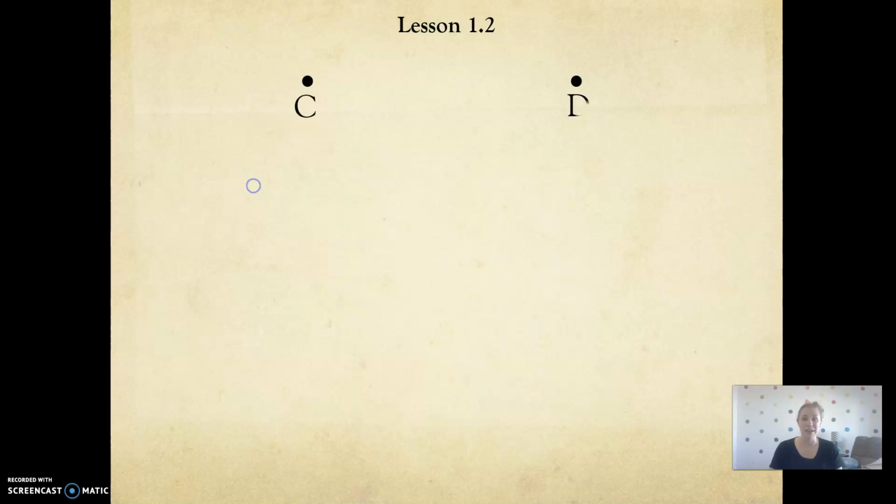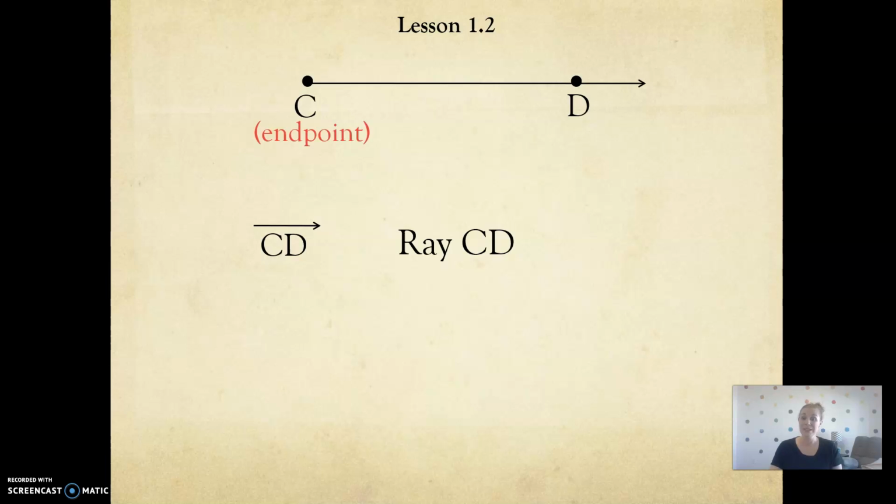Now we have point C and point D, and we're going to create a ray. Remember, a ray starts at one point and then goes forever in the other direction. So there's only one correct way to write a ray, and it's CD with an arrow over top of it. C is our endpoint. So you can always know how to write it because you're always going to start with the point and go to the ray.